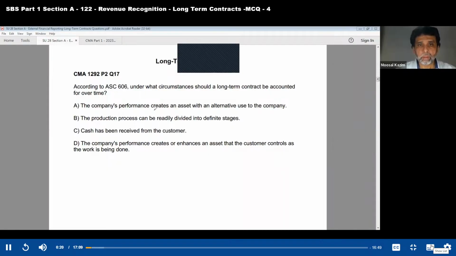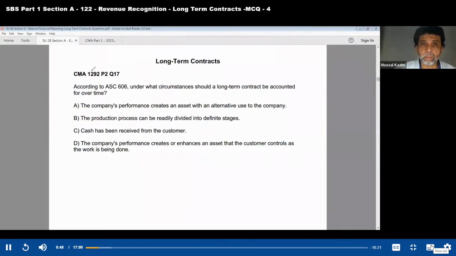This question is testing you on the conditions required to account for a contract as an overtime contract. There are two ways of accounting long-term contracts, as I have discussed in the previous video sessions: one is overtime and one is point in time. So he's asking you here, what would be the circumstance where one should account it as an overtime contract. There are three conditions to it, which I have discussed in the previous class.